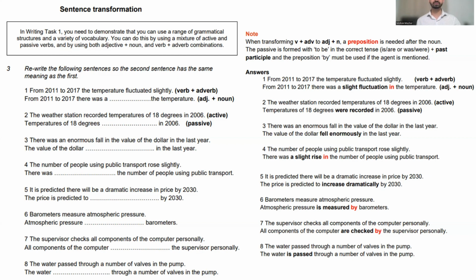Just always remember when you're changing the verb to adverb form to adjective and noun form, you have to use the preposition. And when you're using the active to passive, you have to remember that you have to use auxiliary, and auxiliary is or are or was or were, depending on what the active form is, and you have to use past participle. And also remember that you have to use by if you're mentioning the agent.